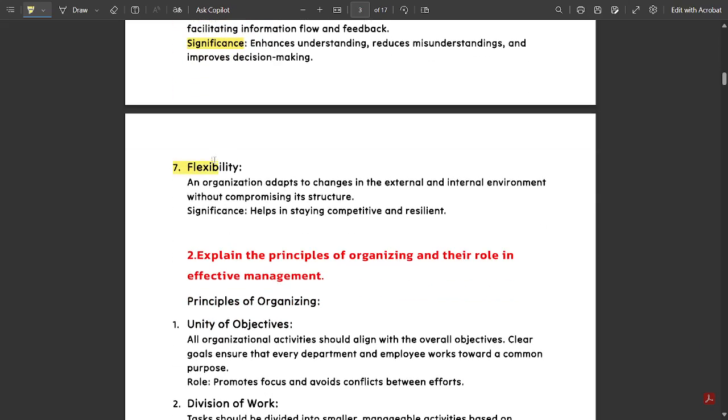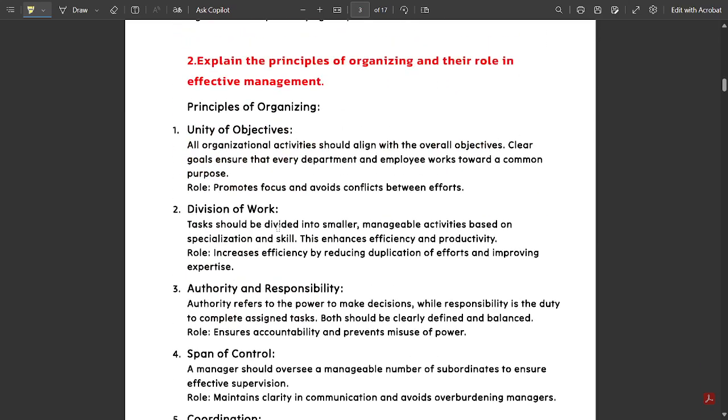Next is flexibility again. The organization adapts to changes in the external and internal environment while maintaining its structure. So, next question.